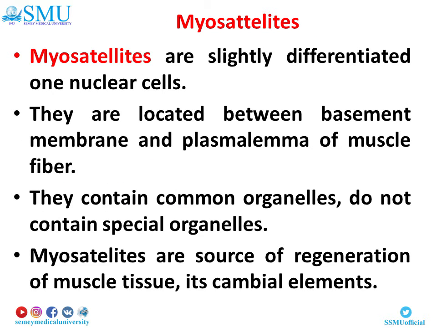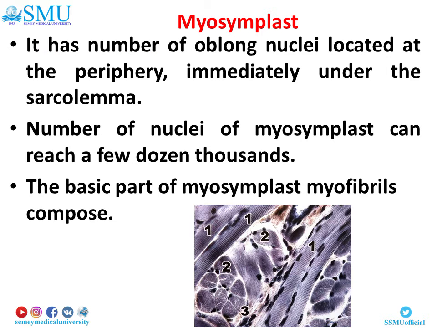Myosatellites. Myosatellites are slightly differentiated one-nuclear cells. They are located between basement membrane and plasmalemma of muscle fiber. They contain common organelles, do not contain special organelles. Myosatellites are source of regeneration of skeletal muscle tissue. Myosymplast. It has number of oblong nuclei located at the periphery, immediately under the sarcolemma. Number of nuclei in myosymplast can reach a few dozen thousands. The basic part of myosymplast, myofibrils, compose.